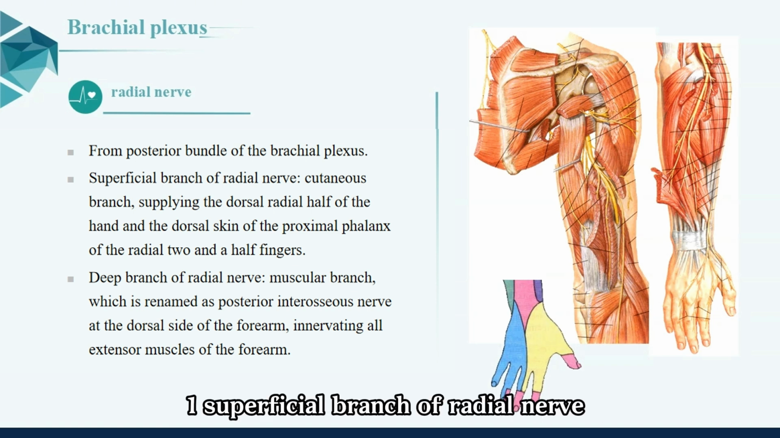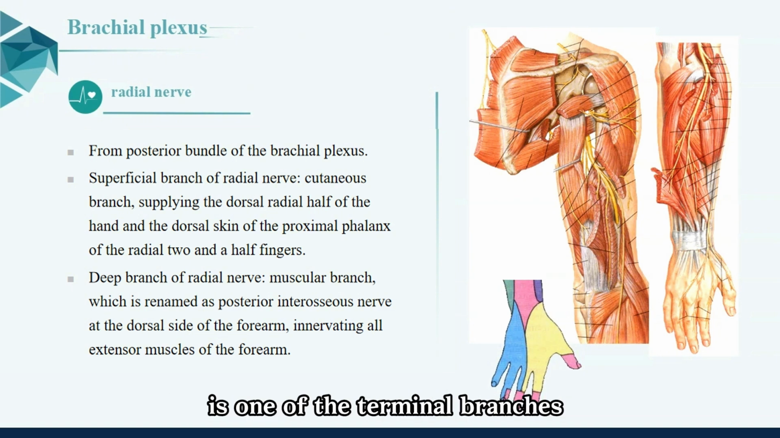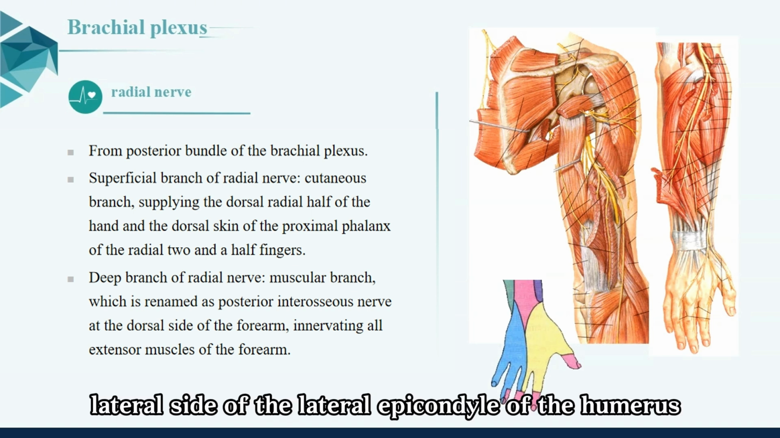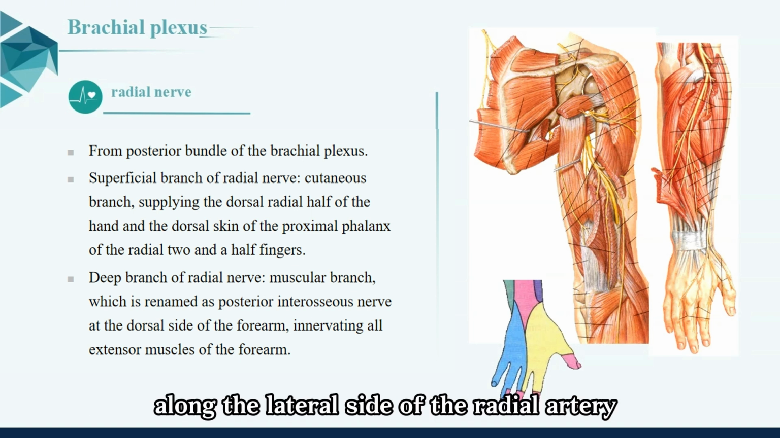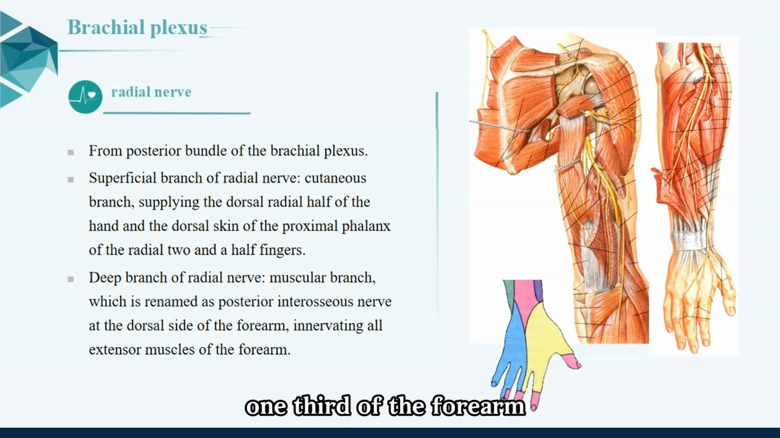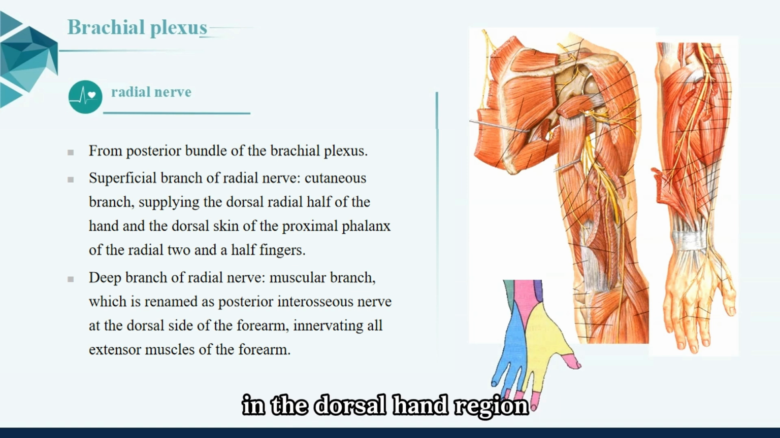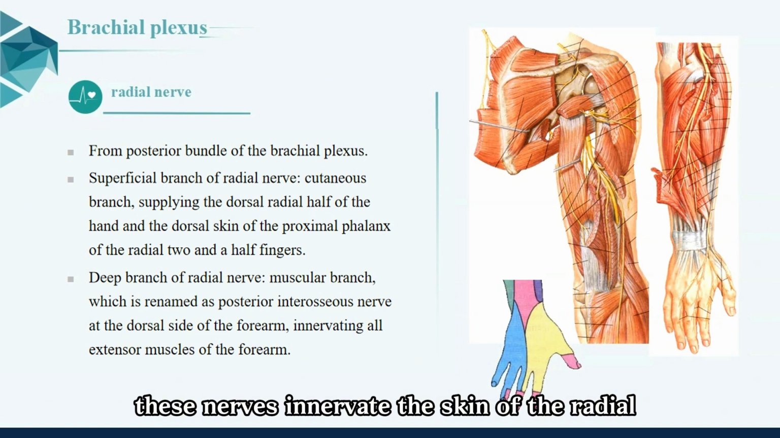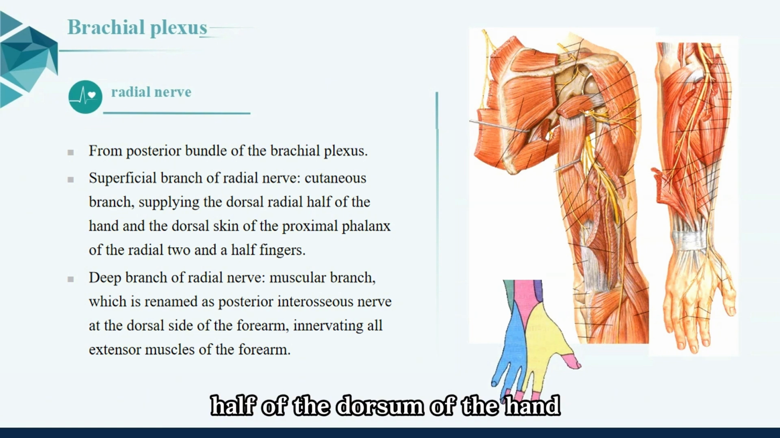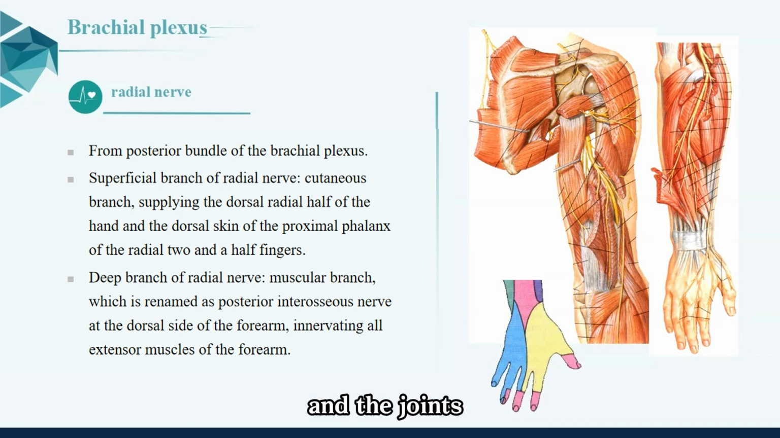1. Superficial branch of radial nerve. The superficial branch of the radial nerve is one of the terminal branches and is a cutaneous branch. It descends from the anterolateral side of the lateral epicondyle of the humerus along the lateral side of the radial artery, turns to the dorsal side at the junction of the middle and lower 1/3 of the forearm, and divides into 4 to 5 dorsal digital nerves in the dorsal hand region. These nerves innervate the skin of the radial half of the dorsum of the hand, the dorsal skin of the proximal phalanx of the radial 2.5 fingers, and the joints.